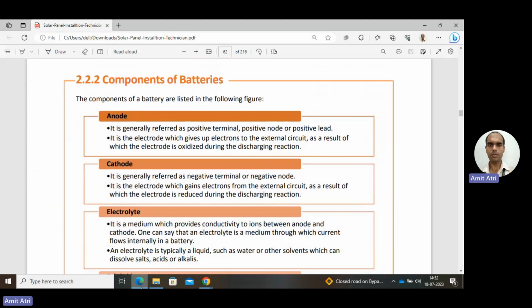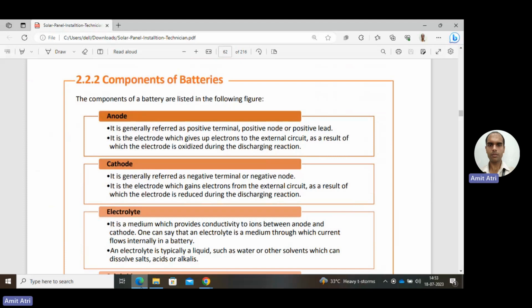Another component is the electrolyte. It is a medium which provides conductivity to ions between anode and cathode. Means ions are flowing between anode and cathode, and the electrolyte provides conductivity. So the electrolyte is a medium through which current flows internally in a battery. Externally the current is flowing through the load, internally through the electrolyte from anode to cathode.